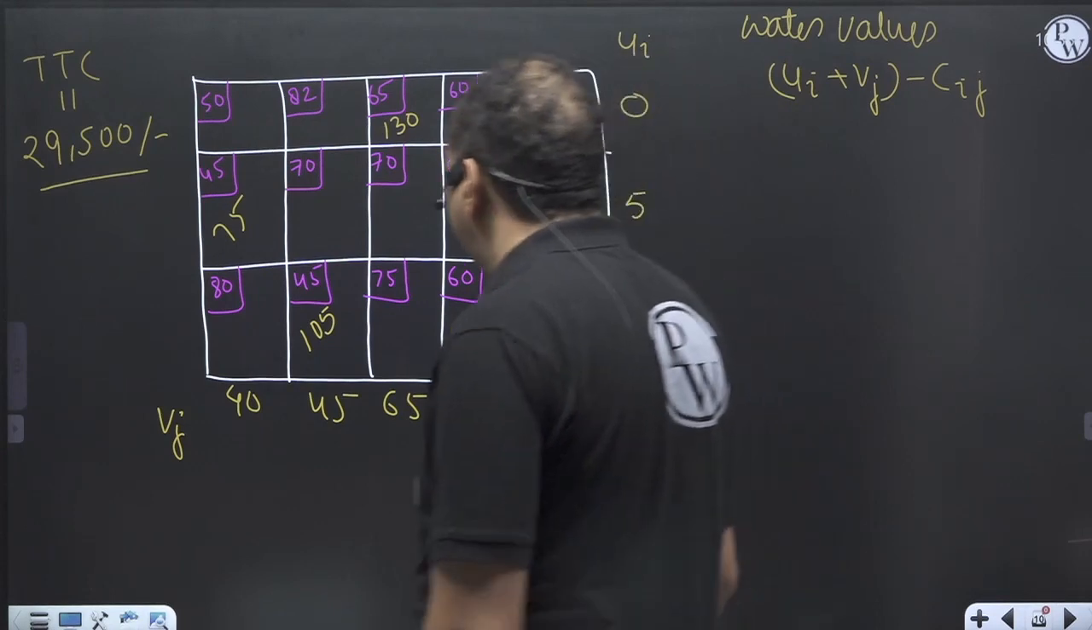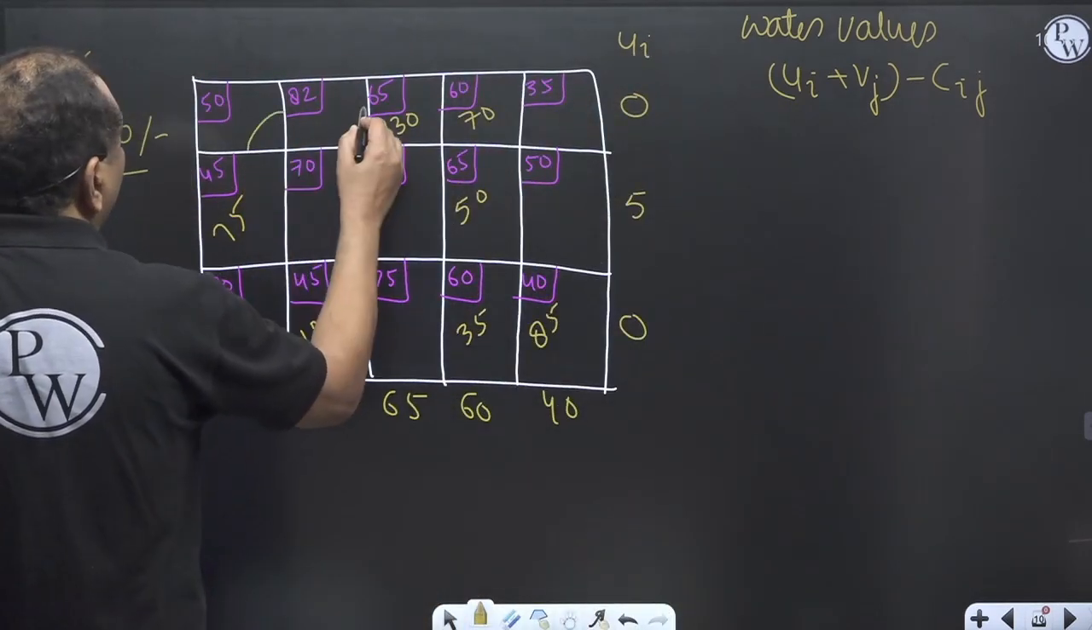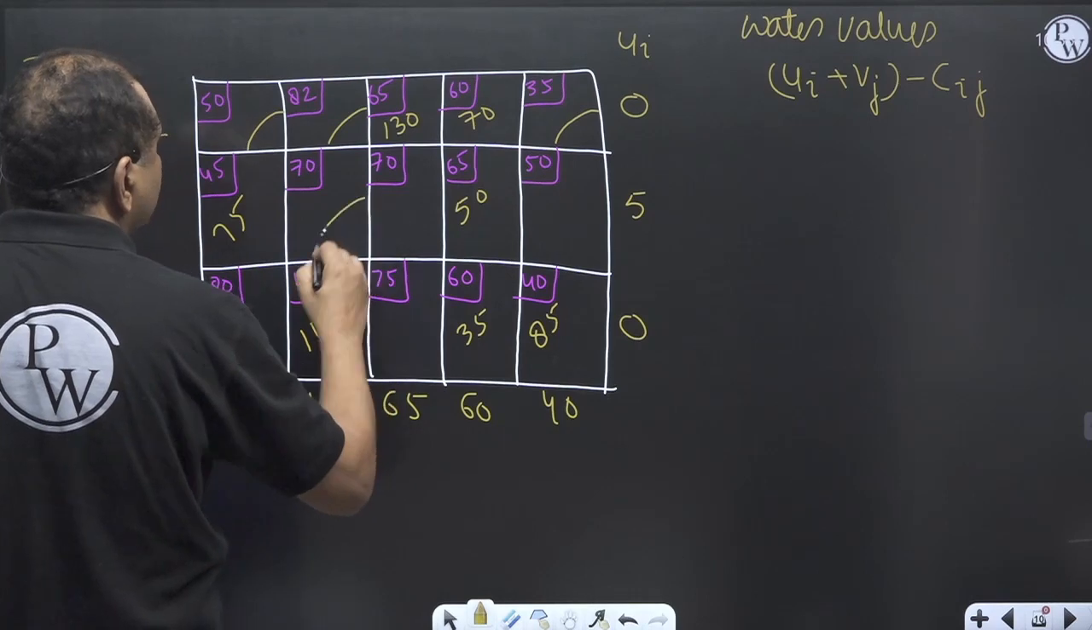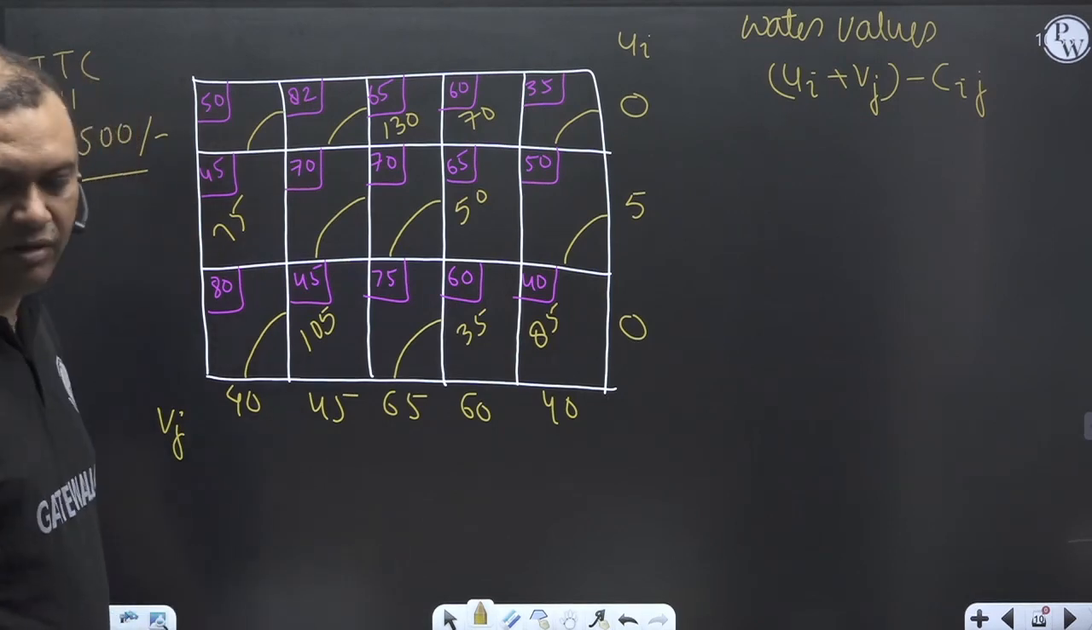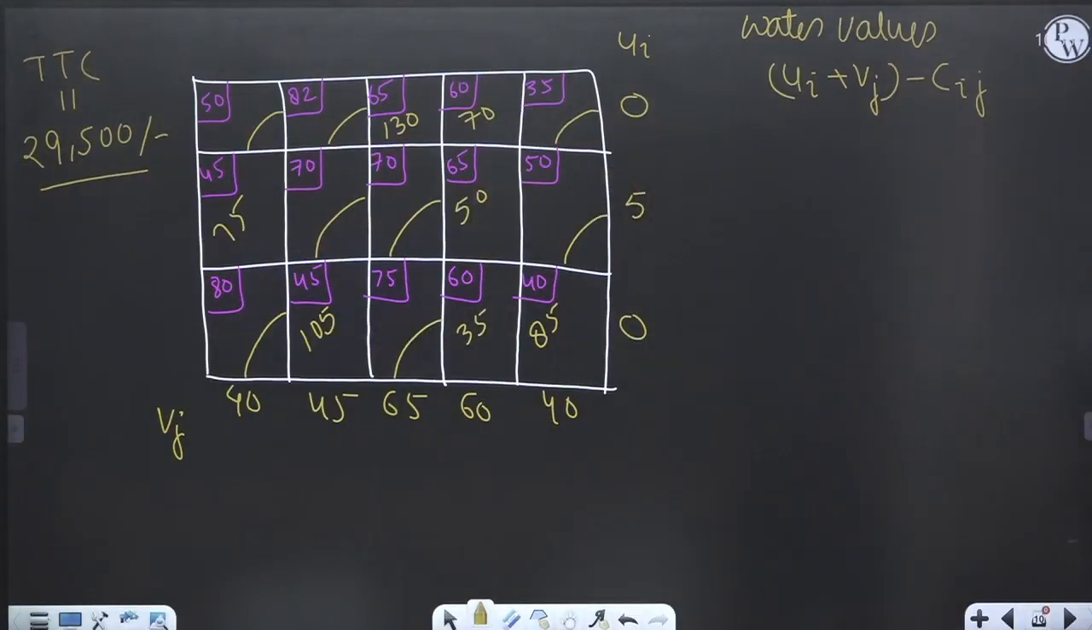Now what I'm interested to find out is the penalty values of the non-occupying cells. Do it, I'm giving you a pause for some time. Calculate the penalty values of non-occupying cells.